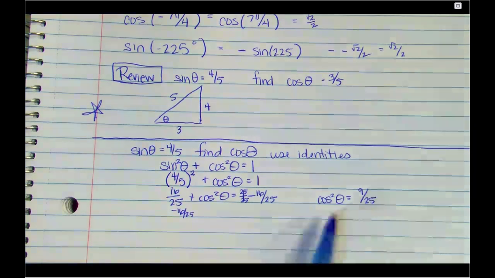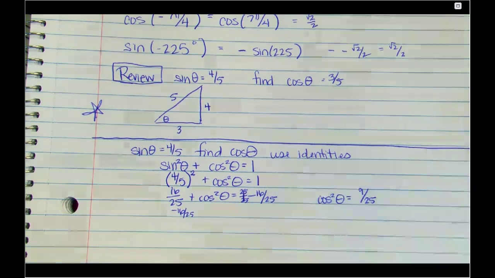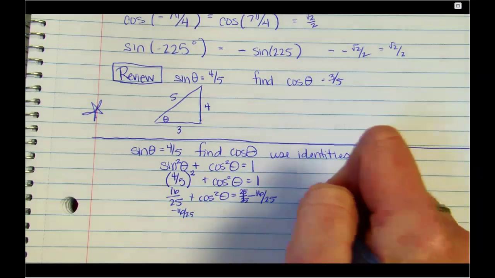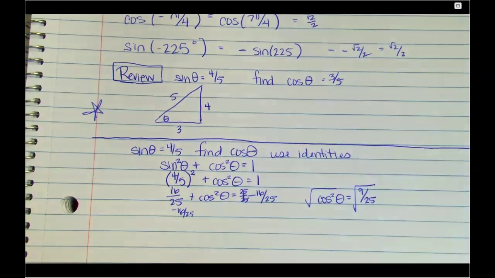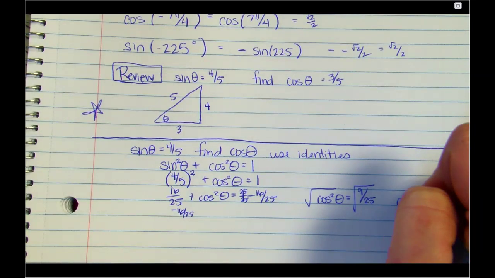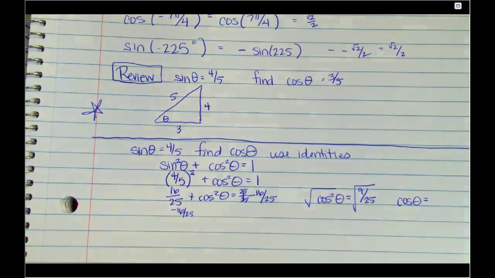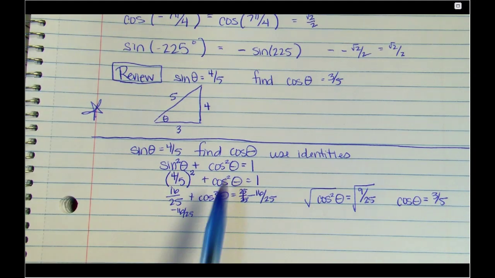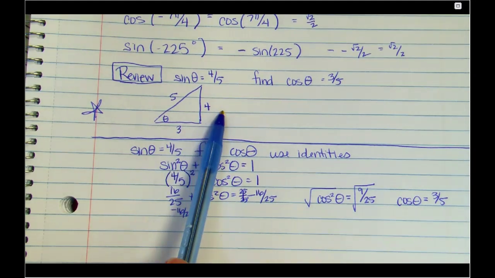This is cosine squared. I don't want cosine squared. I want cosine. So how do I do that? Square root it. Yep. And then you square root the top and you square root the bottom. So that's the square root of 9 over the square root of 25, which is what? 3 over 5. Now, I just want you to compare the amount of work. Okay? This, to me, is goofy when I can do it like this.